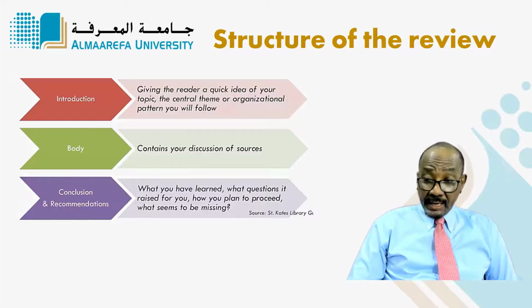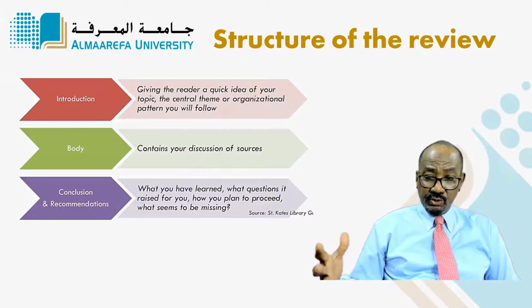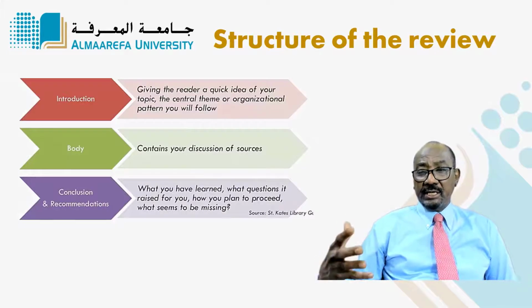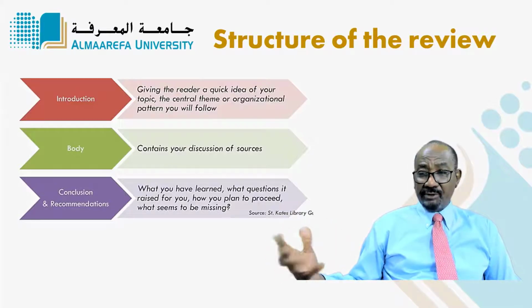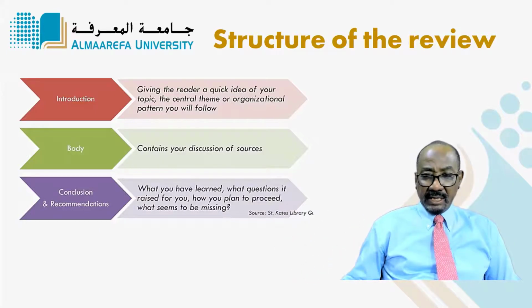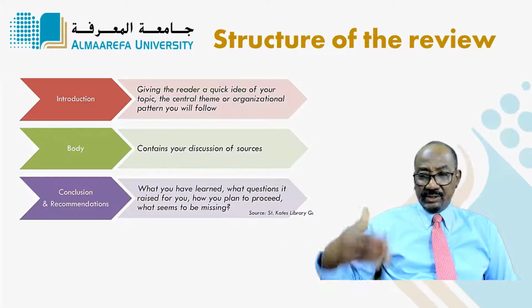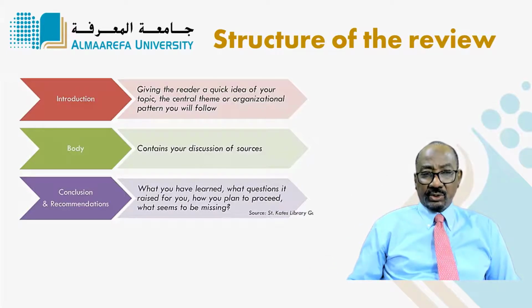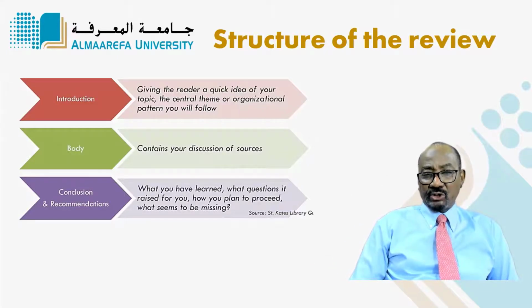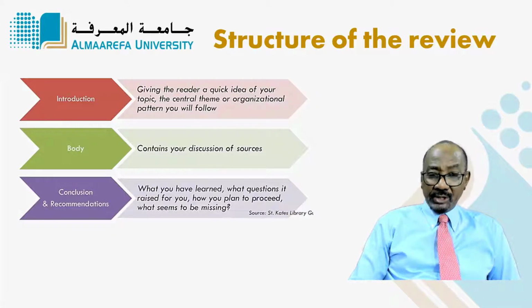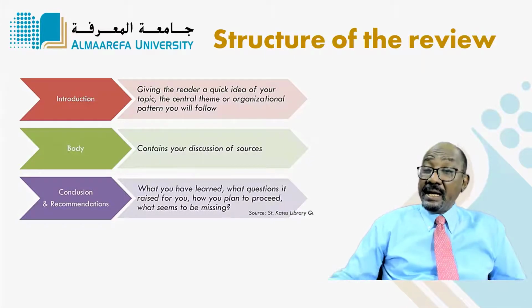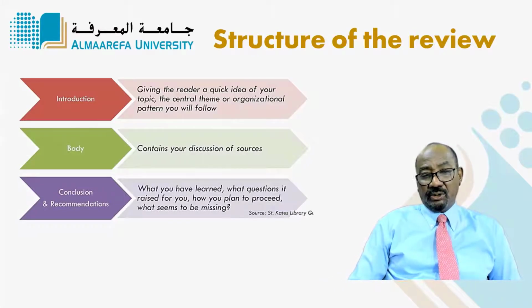Now, when you write a real literature review for research, you structure it the way other activities are structured. For example, if you organize a lecture, you organize it similarly. If you have a practical session, you organize it in this way. Start with an introduction, giving the reader a quick idea of your topic, the central theme, or organizational pattern you will follow. You start with an introductory section, and then the body. The body contains your discussion of the sources. And then a summary at the end. You call it a conclusion and recommendation.